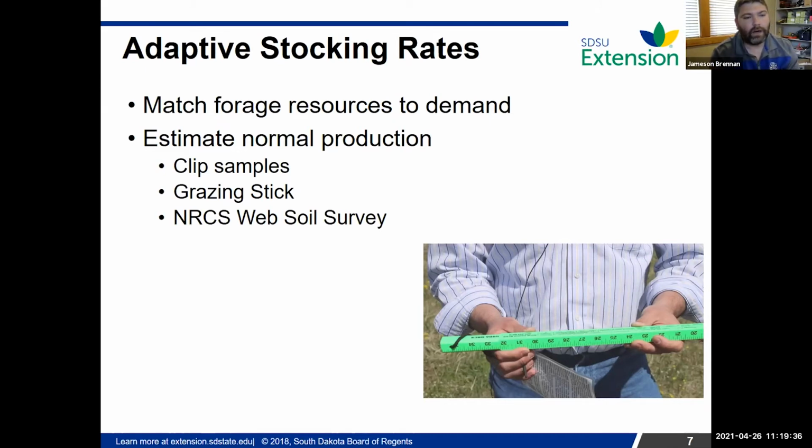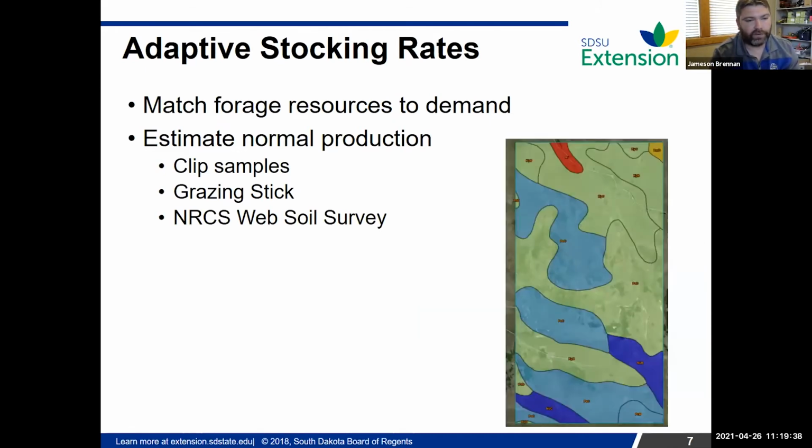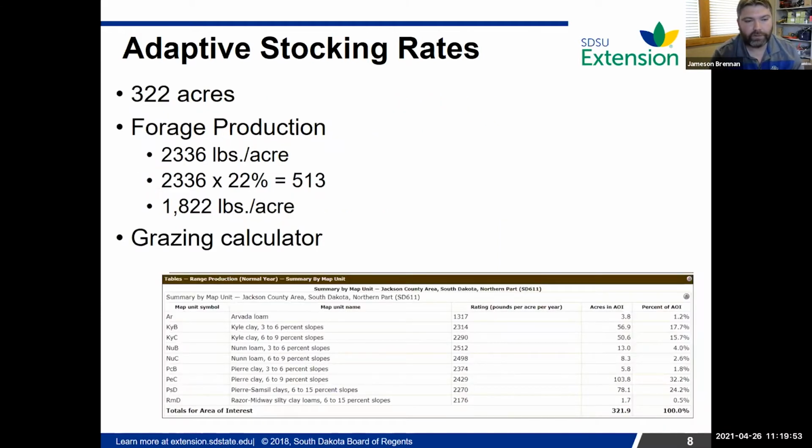Another tool that's available is the NRCS Web Soil Survey. They have a web tool that you could use and go in there and outline your pasture. So this is a pasture from our Cottonwood Field Station. And from outlining that pasture, it'll give you those soil types, as well as, associated with those soil types, how many pounds per acre of forage you could expect for each of those soil types in your pasture, as well as the number of acres for each soil type. And so for this pasture that we had, it was about 322 acres.